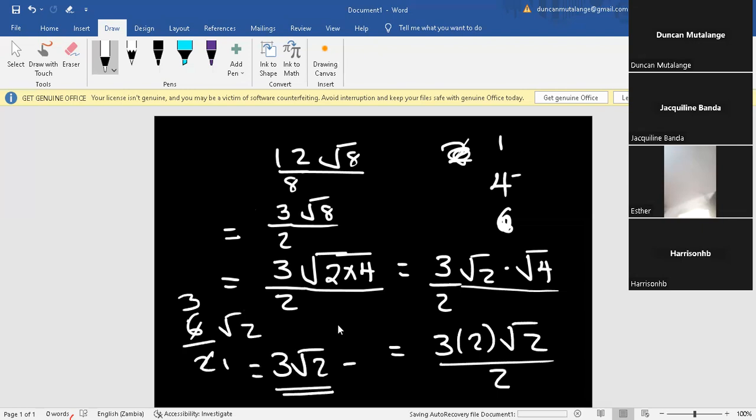Okay. So the most important thing when you reach this stage is asking yourself which perfect square can go into 8. The highest perfect square, that is. All right. So let us go ahead and do another example. All right. So let's say we are asked to simplify.